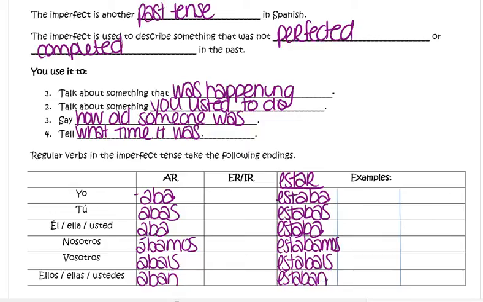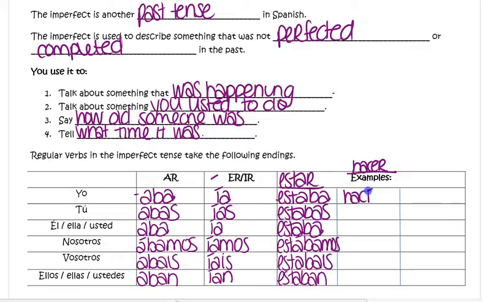ER and IR verbs take the same exact endings in the imperfect tense. Keep in mind that all of these have an accent mark. So we have ía, ías, ía, íamos, íais, and ían. So an example of an ER verb might be the verb hacer, to do or to make.